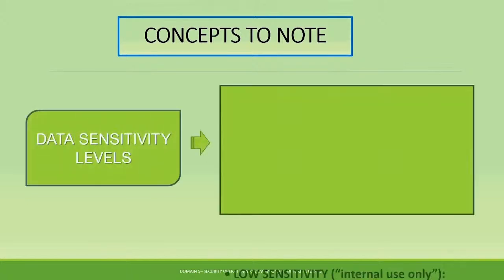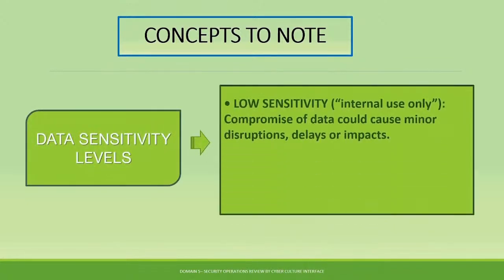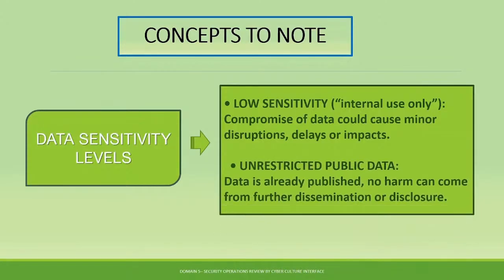So another sensitivity level we have here, according to the domain, is low sensitivity. So this is data that could cause minor disruptions, or at best, could cause a delay in the organizational process. Then we have the unrestricted data. Some data are classified as unrestricted or public data. So this data is for public use or public consumption. This data is already out there, so it can harm no one. If a dissemination or disclosure of such information happens, it will not cause any further harm.